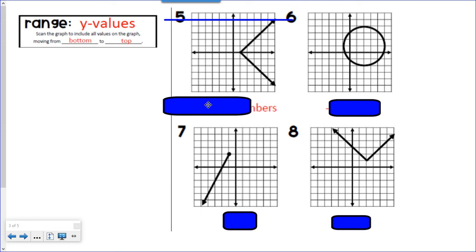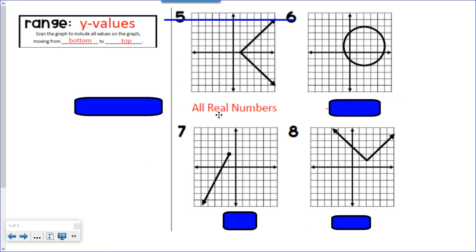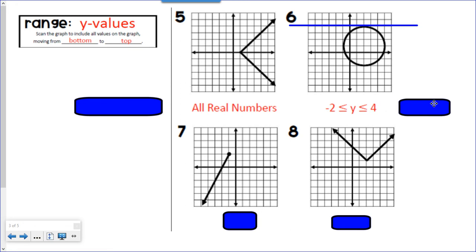So our range can be described as all real numbers because the y values go from -infinity to infinity. All right, our next graph is a circle, and here's our lowest y value, which is -2, and here's our highest y value, which is 4. So the range of this circle goes from -2, which is less than or equal to y, which is less than or equal to 4.